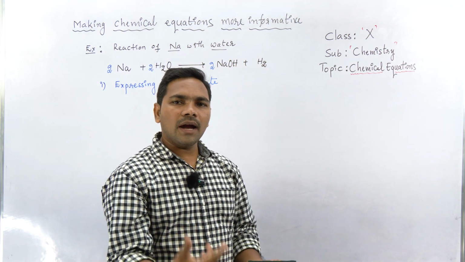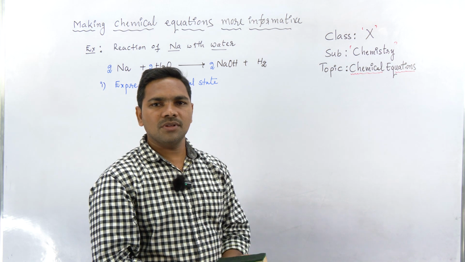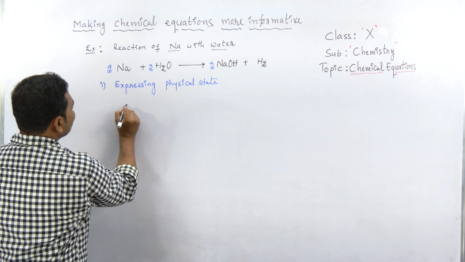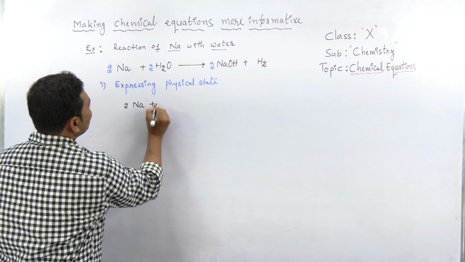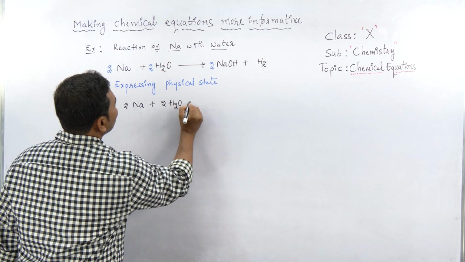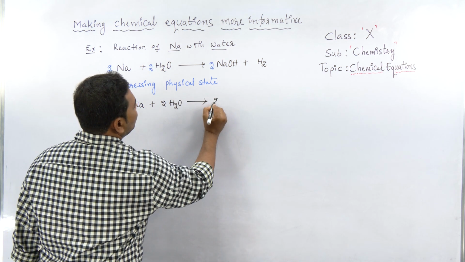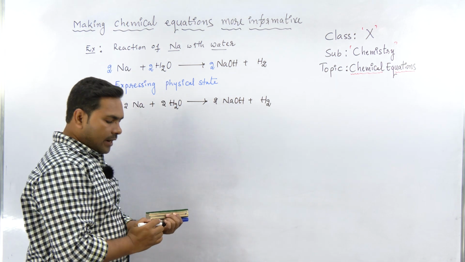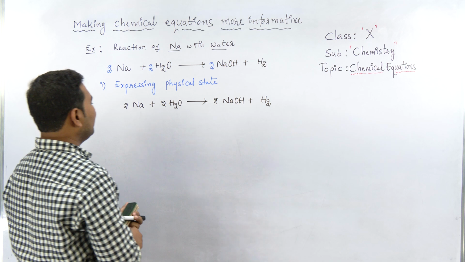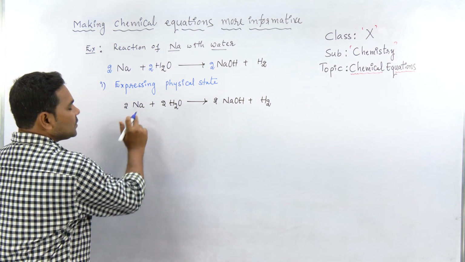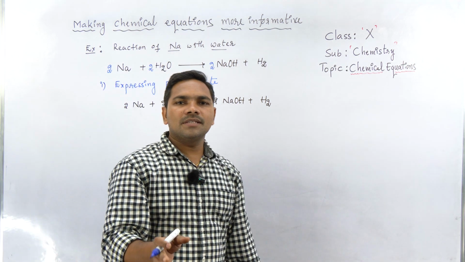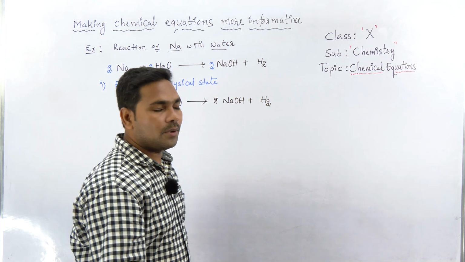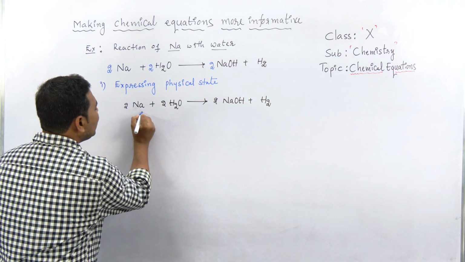So here we can add the physical states of reactants and products to the chemical equation. What I do is take the balanced equation again: 2 sodium atoms reacting with 2 water molecules gives rise to 2 sodium hydroxide plus 1 hydrogen molecule. How can we make this more informative? Let's write what this sodium is. Sodium is a metal. We know except mercury, all other metals are solids at room temperature. So sodium is solid at room temperature.